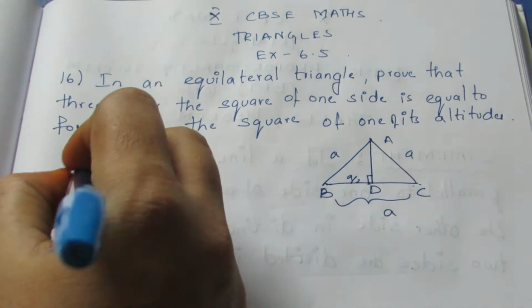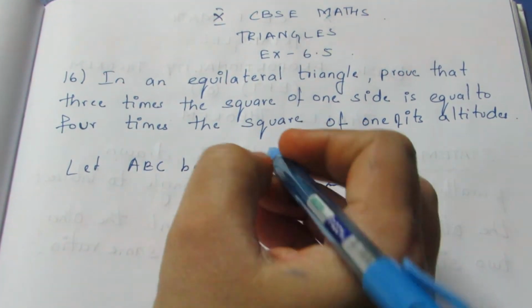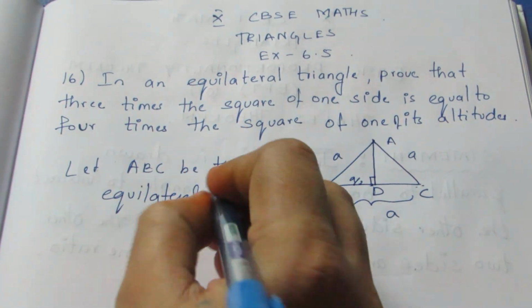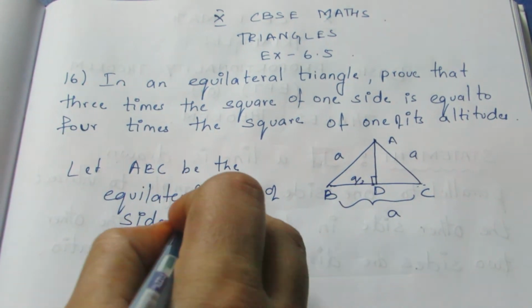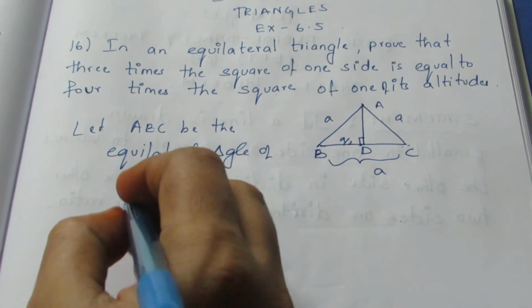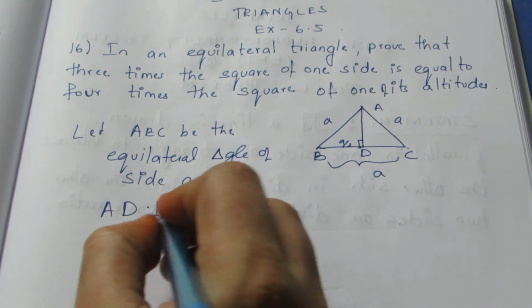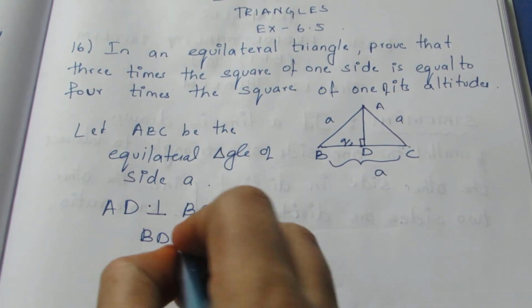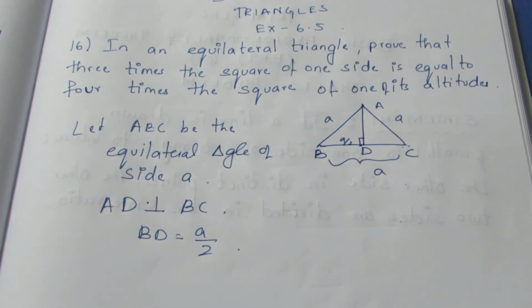Now let ABC be the equilateral triangle of side A. If I take this equilateral triangle to be of side A, then AD is perpendicular to BC, and BD equal to A by 2. Now let's go with Pythagoras theorem in ABD.